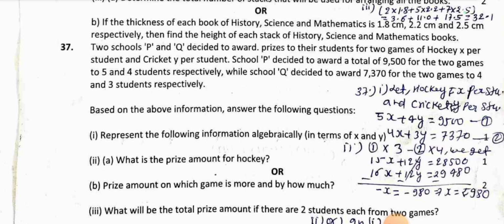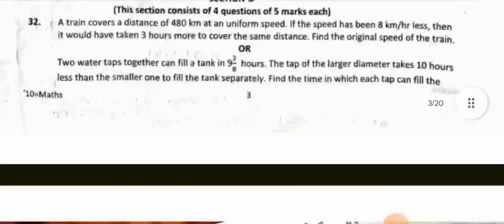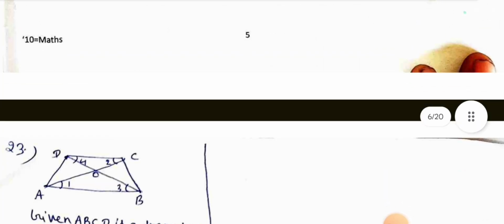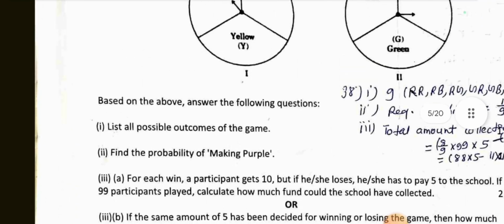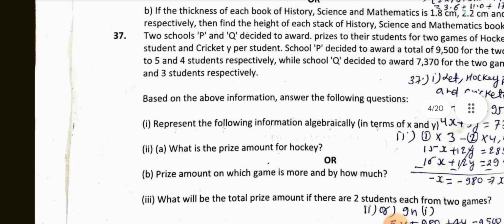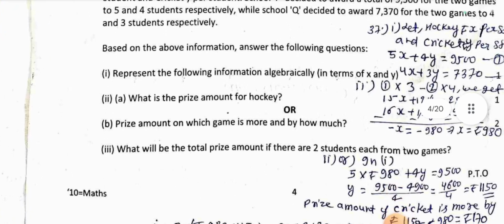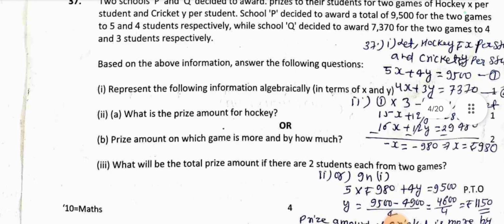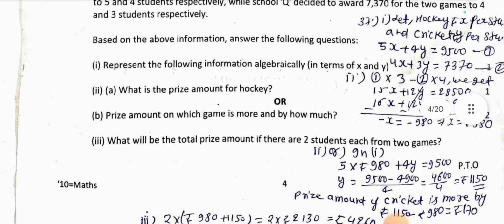4 and 3 students means 4x plus 3y equals 7370. If we simplify it, these are the equations. Now question second, what is the prize amount for hockey? For hockey, we need to find the x rupees per student given for hockey.